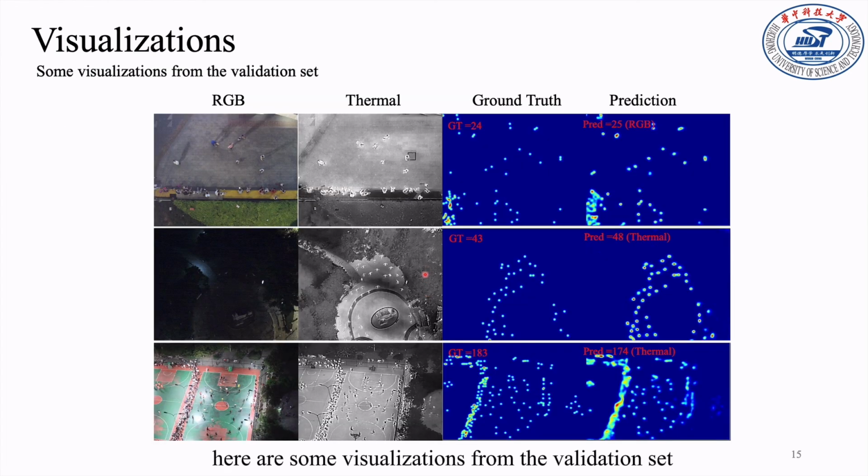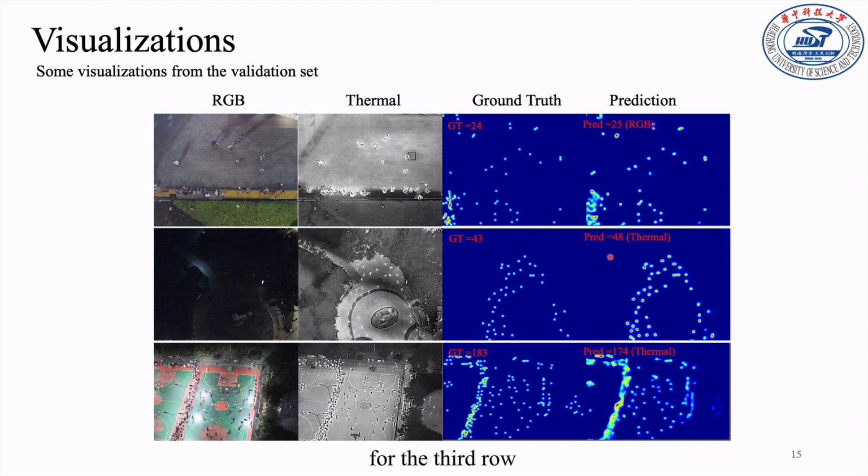Here are some visualizations from the validation set. As we can see in the first row, the best result is from the RGB images since the thermal images contain some confusing areas. For the second row, the best result is from the thermal images. Obviously, this RGB image is an extremely dark scene, which is hard to recognize the crowd, while the thermal image presents precise instance locations. Thus, for this case, the best result is from the thermal image.